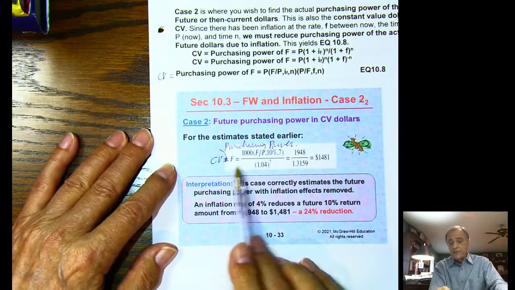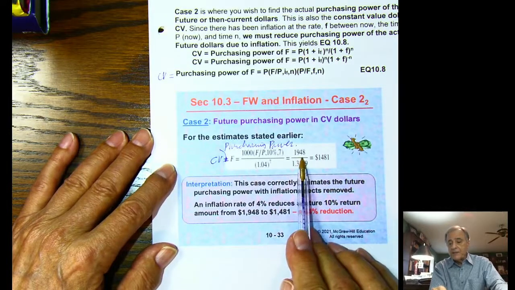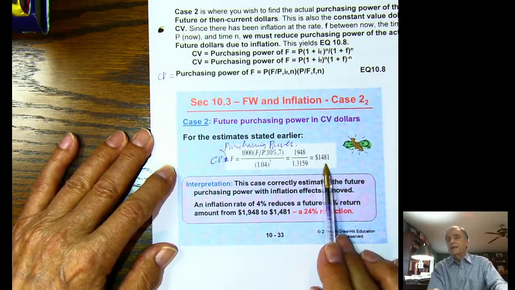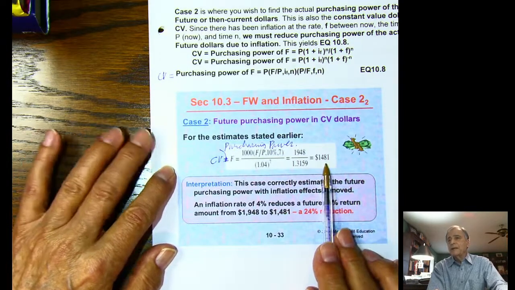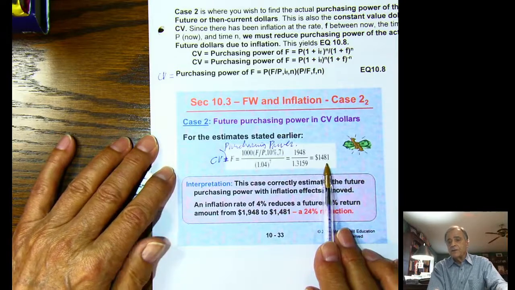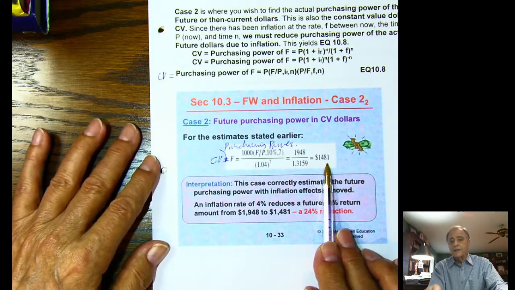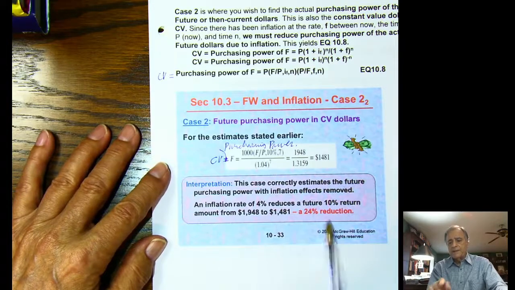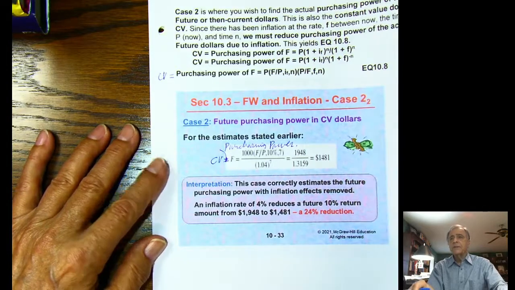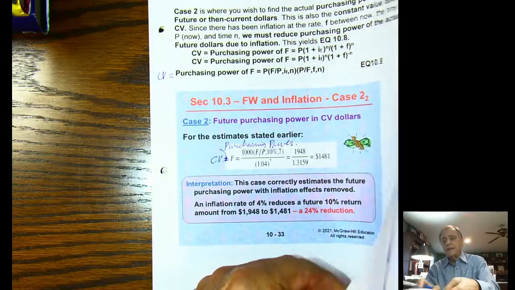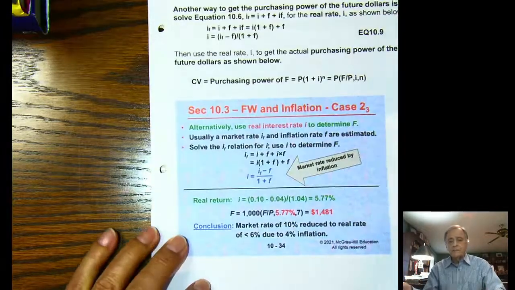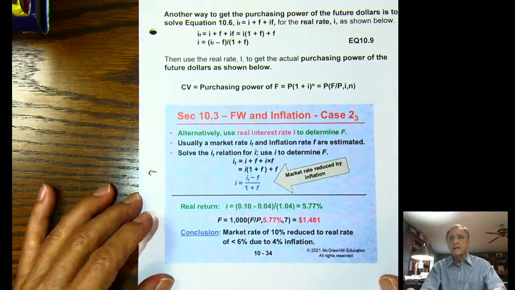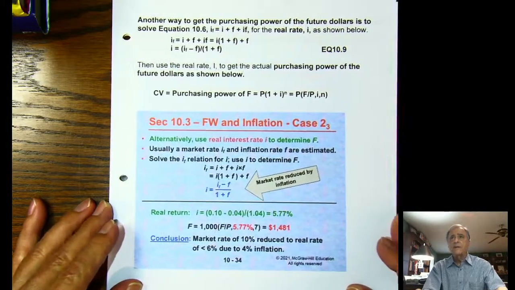It's the F dollars is this much. That's how many dollars there are. But in terms of what they would buy, because you're buying things 7 years from now if you leave the money there, it has to be reduced by the inflation rate. That's what the author discusses there. Actually, he discusses this same case in another way.